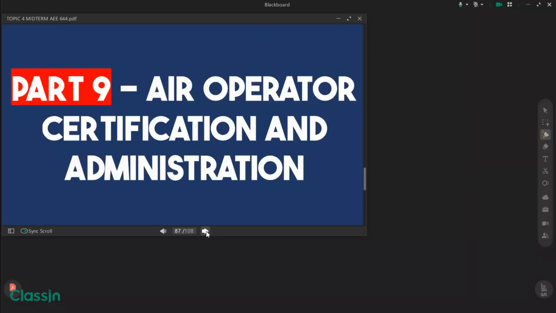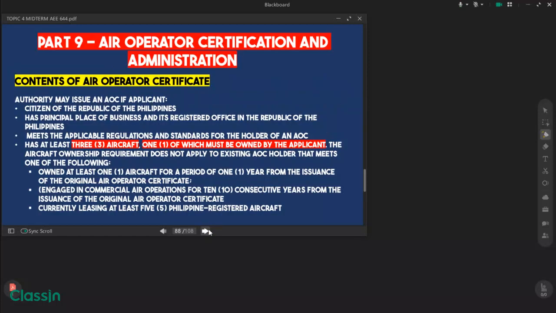Then we have Part 9, so air operator certification and administration. So, ito lang naman yung importante dyan. In order for you to have an air operator certificate, you must be a citizen of the Republic of the Philippines. Like I said nga, ang citizenship po, pagiging isang Pilipino ay hindi lang susukat by blood, kundi pwede rin po tayo magkaroon ng special case ng naturalization, or kumuha po tayo ng citizenship sa Pilipinas, yung mga foreigners.